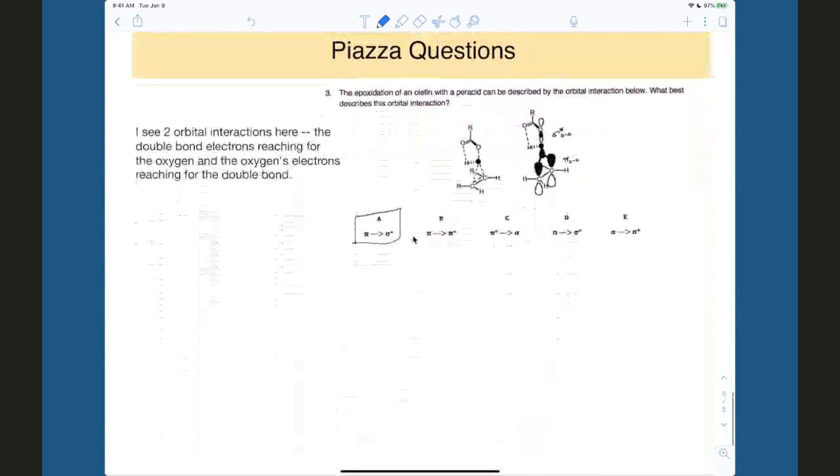What else do we got? I haven't read this. I was just copying and pasting. I see two orbital interactions here: the double bond electrons reaching for the oxygen and the oxygen's electrons reaching for the double bond. Oh, so there are two orbital interactions taking place.